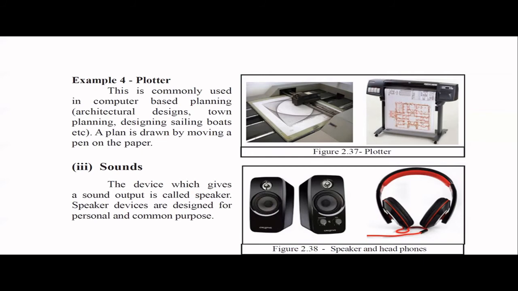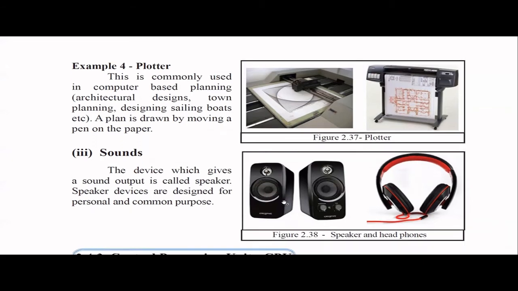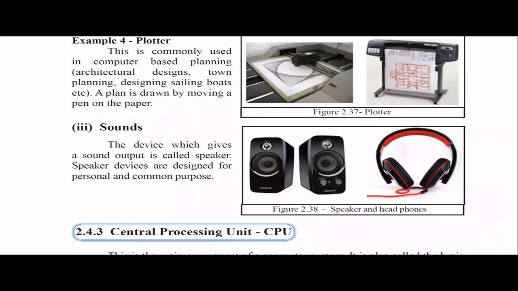Then comes the plotter, right? We are learning this under non-impact printers. This is basically used for architectural designs, planning, and designing work. The plan can actually be drawn on paper using the plotter. Then comes the sound output. We learned that soft outputs can be given, hard outputs can be given, and sound can be given as the output too. For that, we use speakers or headphones.